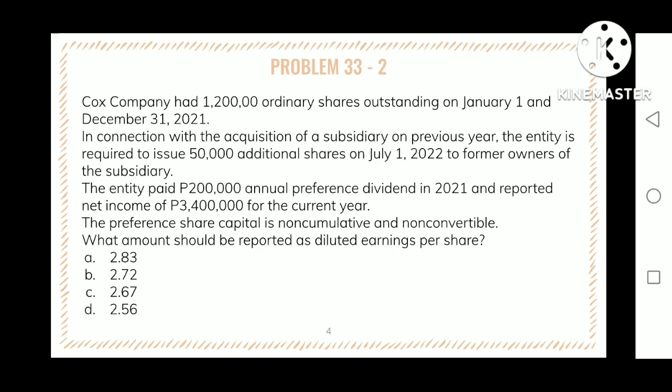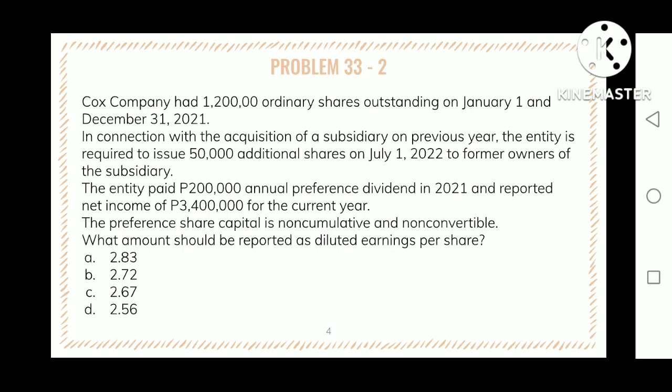Before I proceed to the problem and solution of Chapter 33.2, let's have a quick recap first. Do you still remember that there are two types of earnings per share? The first one is the basic earnings per share. Second is the diluted earnings per share. The basic earnings per share had been discussed in the previous chapter. Now, let us study the diluted earnings per share.